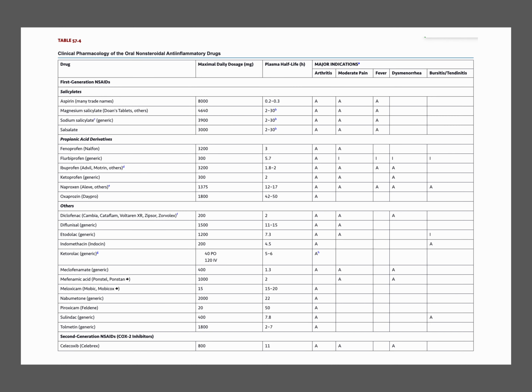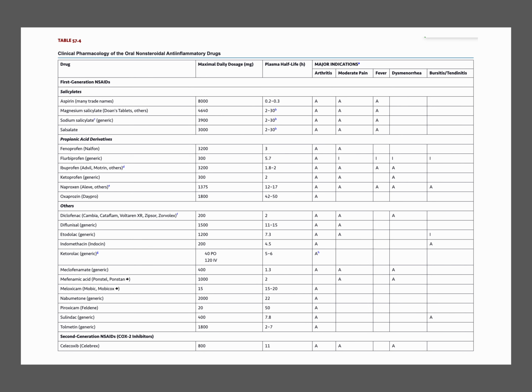This chart here, I would refer you back to your textbook to get a better look at table 57.4, but you can see the clinical pharmacology of the oral NSAIDs, and this will tell you what the maximum dose is and the half-life, the indications, etc. It is very important that you recognize the maximal daily dosages for these drugs.